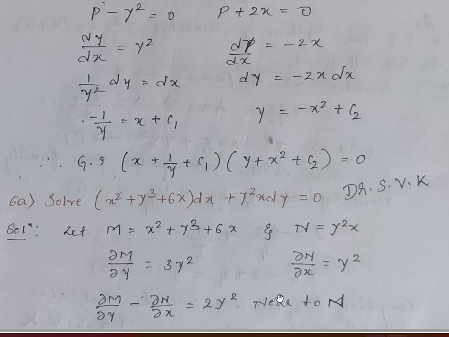As it is not equal, we can say that del m by del y is not equal to del n by del x. The given problem is reducible to exact. So taking the difference of these two, 3y square minus y square, I got 2y square. This value is near to n, since n contains y square x. So now, as I told you that this value is near to n, I am going to divide this difference by n.